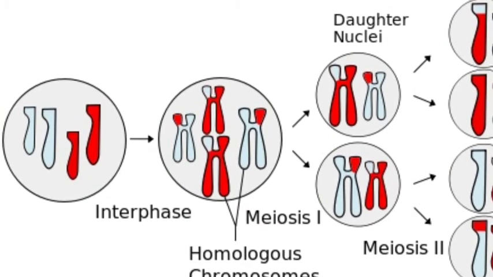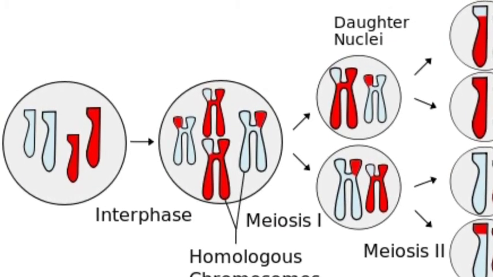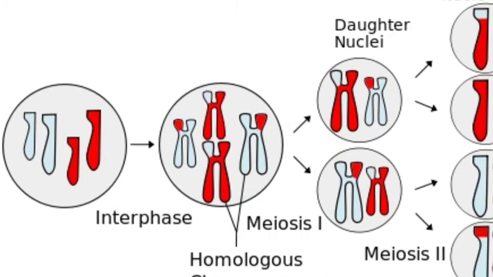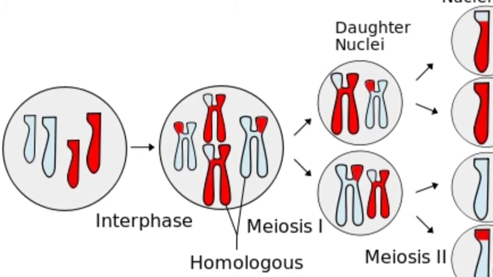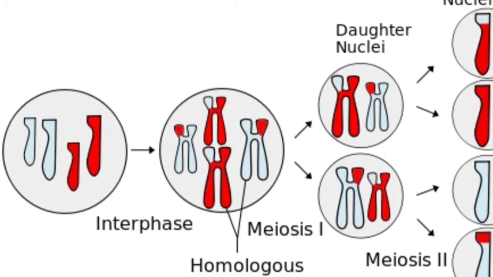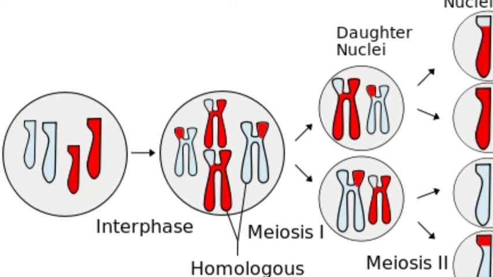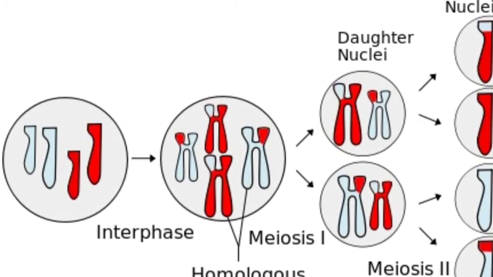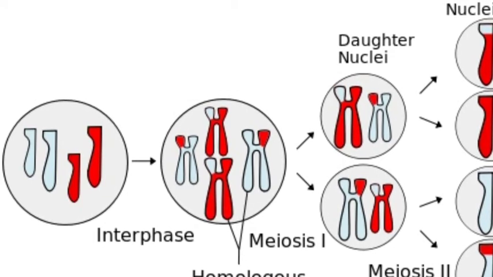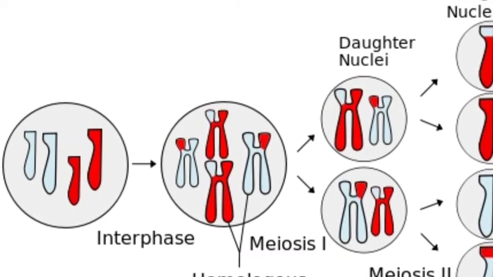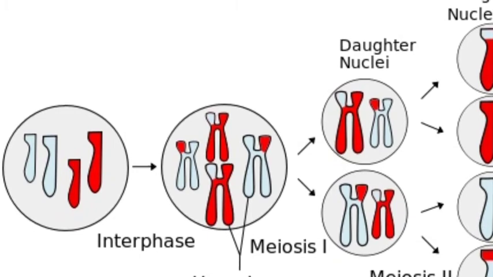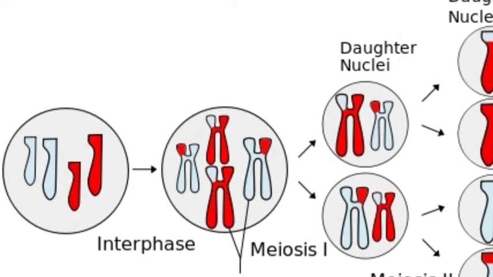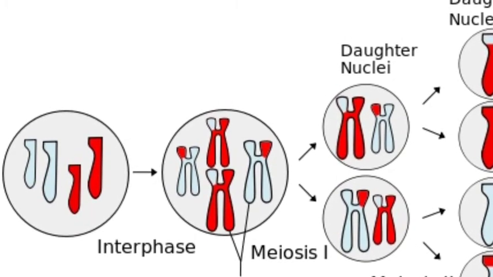Meiosis produces the gametes, sperm in the male and egg in the female. It is important and distinct from mitosis in that the cells it produces are haploid. They have half the usual number of chromosomes. Gametes must be haploid to ensure that when they combine to form a zygote, a fertilized egg, it has the correct number of chromosomes.